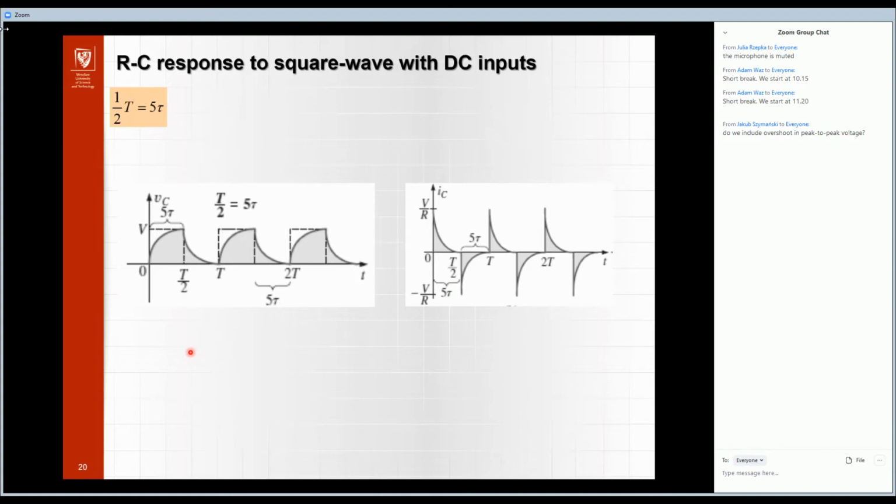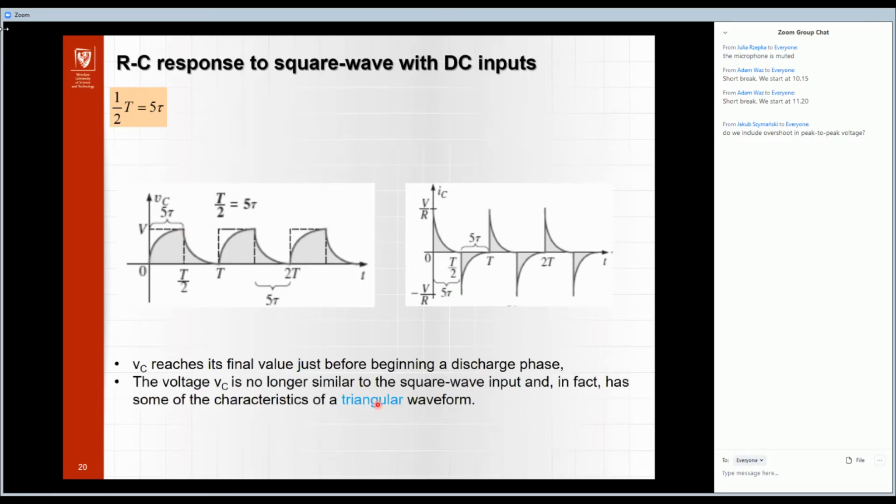Of course, it is very similar, but this part of the signal has disappeared in this case. So this is the case between the first and the second. So we have the VC at its final value just before the beginning of the discharge phase.